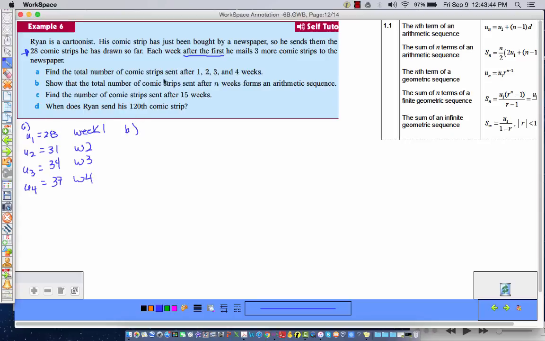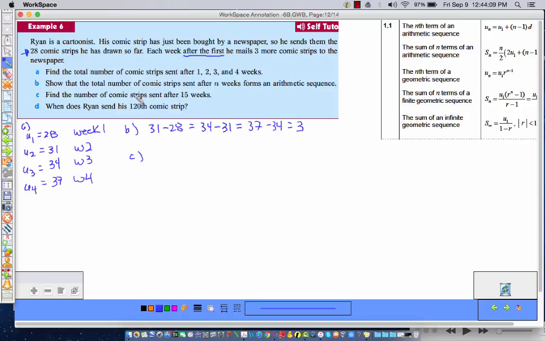Part B, show that the total number of comic strips sent after n weeks forms an arithmetic sequence. Well, then we just have to do term minus previous term. So if I do 31 minus 28, that must equal 34 minus 31, which must equal 37 minus 34, which does indeed equal 3. So we have shown it.